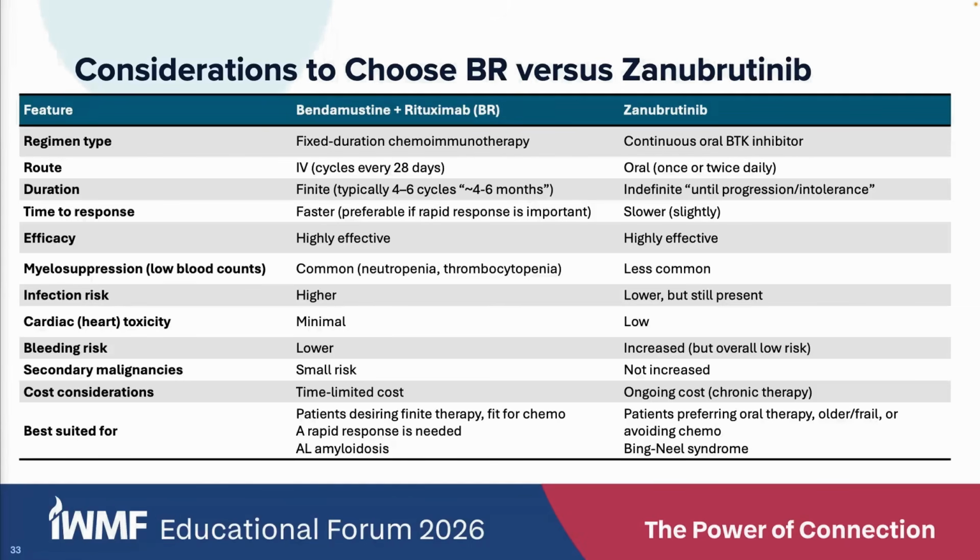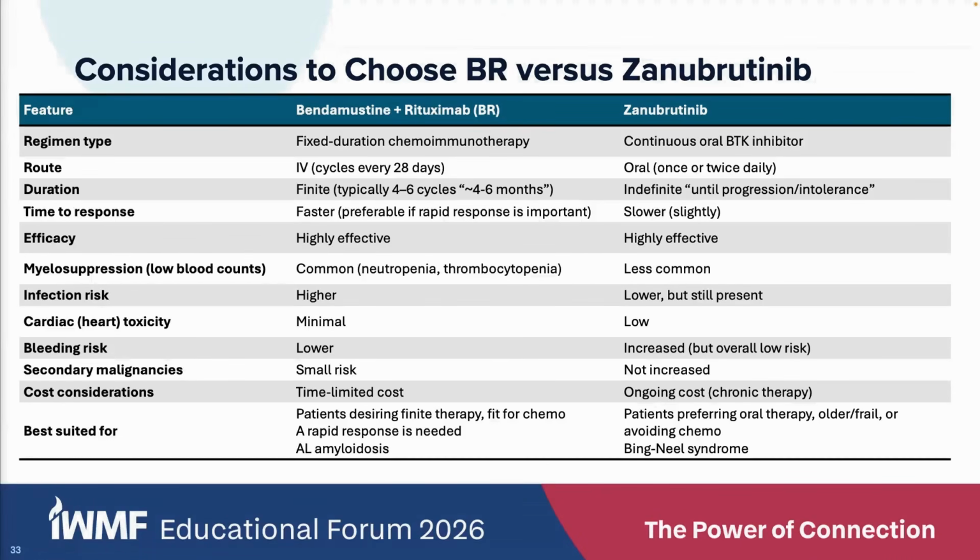And then with BR, the cost is just treatment for 6 months, and it's infusion, so most of the time it goes with a deductible, and it's not a problem for most patients. Zanu as a pill, cost sometimes can be prohibitive for some patients because you might have a high copayment, and you're likely gonna stay on it for many years. So that sometimes is a problem for some patients.